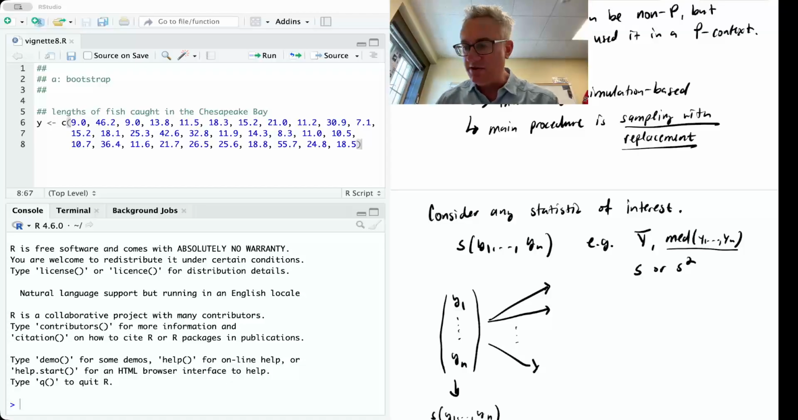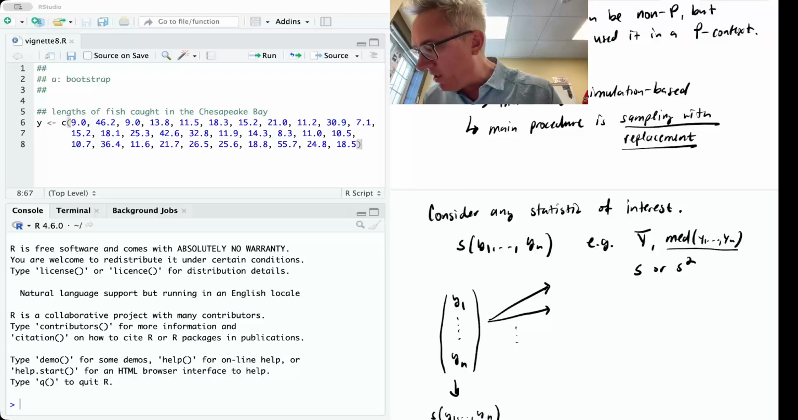Okay, not the best artist. Actually, I could probably do better than that, right? Let's see. There's a better arrow.